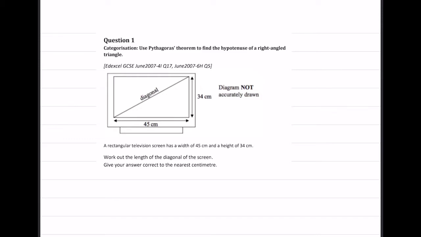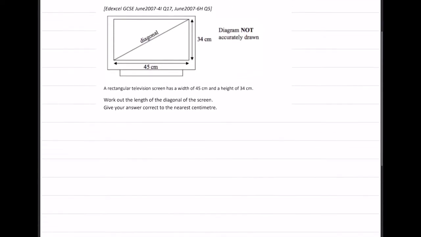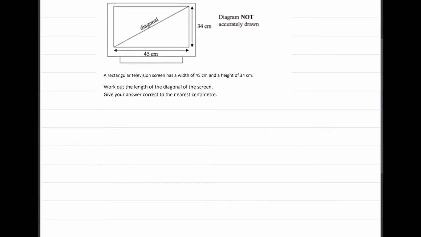If we look at question number 1, it says a rectangular television screen has a width of 45 centimeters and a height of 34 centimeters. So we have a width of 45 and a height of 34. Work out the length of the diagonal of the screen. Give your answer correct to the nearest centimeter.